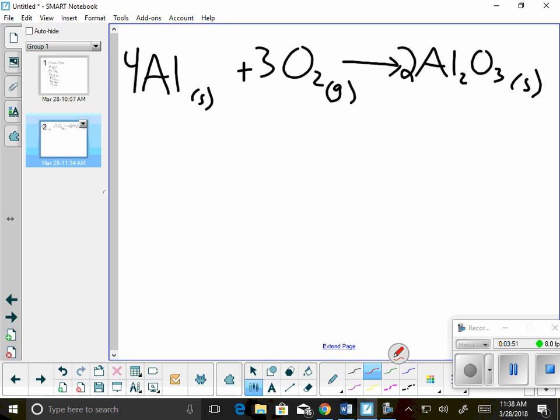Oh, but what if I wanted to make 4 aluminum oxides instead? How many aluminums would we need to do that? 8. If I want to make twice as much, I need twice as much. How much oxygen would I need? 6. Oh, but maybe I don't want quite that much aluminum oxide. What if I only want 1 aluminum oxide? How many aluminums would I need? 2. How many oxygens would I need? Anyone? 1.5, 1.5.